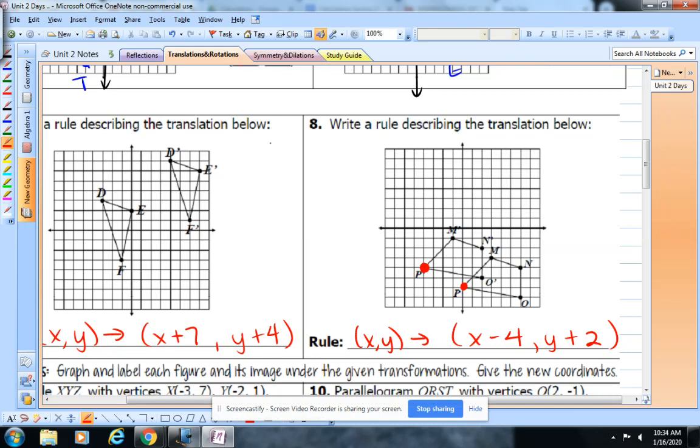And I'm going to check it with Q. Left 4, 1, 2, 3, 4. Up 2, 1, 2. I got Q prime. Raise your hand if you got those. So we understand how to write the rule. I like that. I think it's nice and quick, right? Not having to graph. All right, let's go down to number 9.